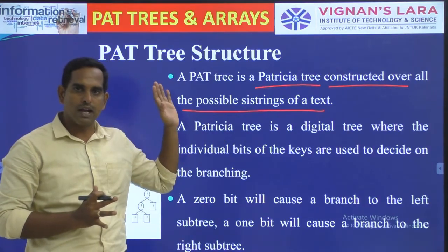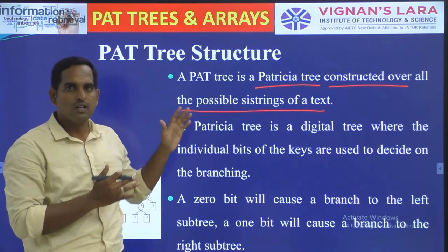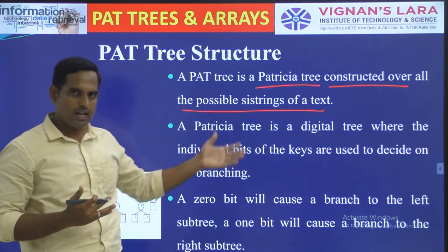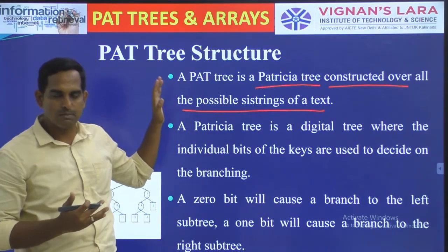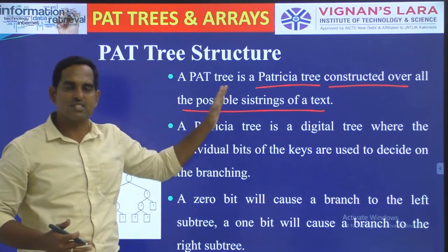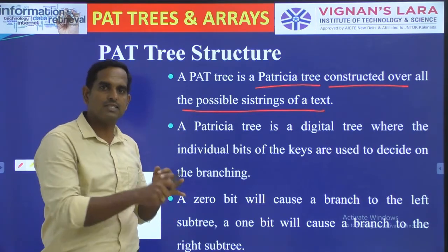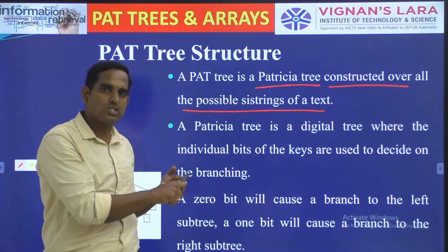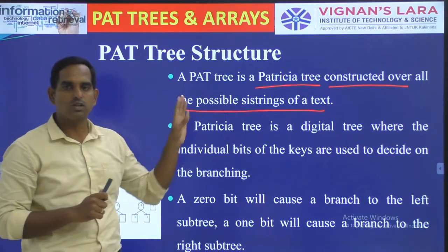I think you remember I already introduced you to digital trees in the first unit itself. Those digital trees or patricia trees will be used here. So I will redefine what a patricia tree is so that you will understand what a PAT tree is. A PAT tree is nothing but a patricia tree over all the possible strings for a particular text. So we have to take a text and create the strings for all the possible positions in the text, and use those strings to create your patricia tree. That patricia tree will be called your PAT tree.